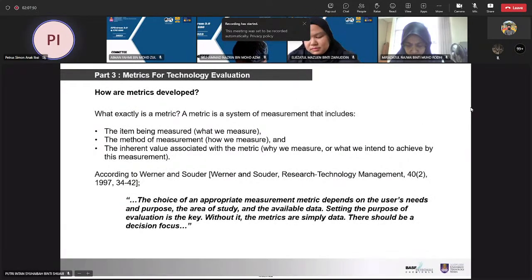So how is this metric developed? According to Warner and Sauder, the choice of the appropriate measurement metric depends on the user's needs and purpose, the scope of the study, and the available data. Setting the purpose of the evaluation is the key. Without it, the metrics are simply data. There should be a decision focus. Okay, next.